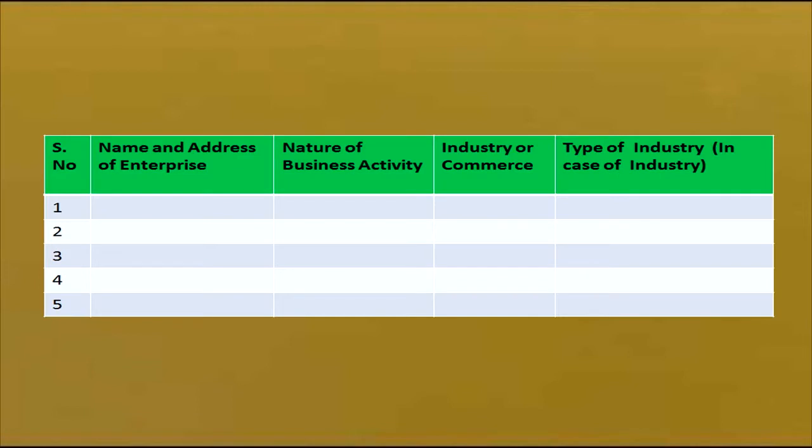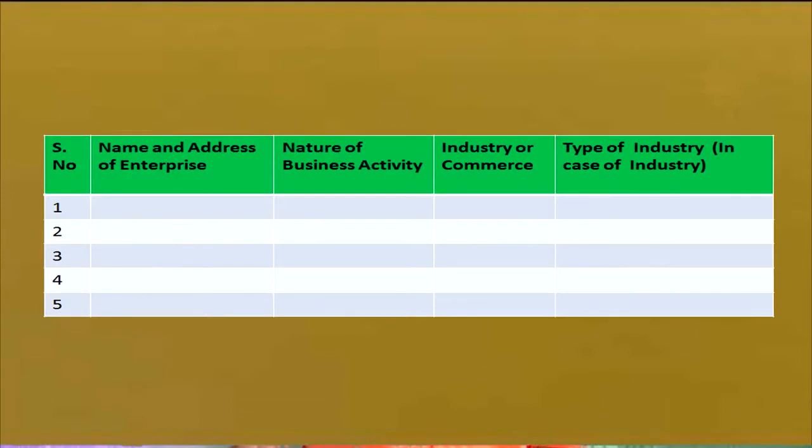Industry means any production unit which is engaged in converting raw material into finished product, that is, processing or production activity is performed. Commerce includes trade and aids to trade. Trade means exchange of goods and services only. Aids to trade means any activity which is done to conduct the smooth flow of the production process as well as the trading activity. Under auxiliaries to trade or aids to trade, we can include banking, insurance, warehousing, transportation, etc.